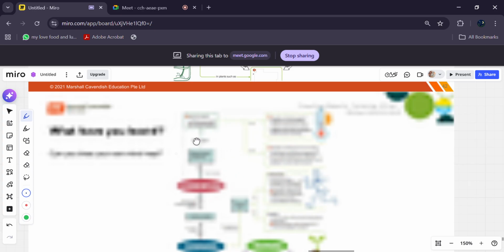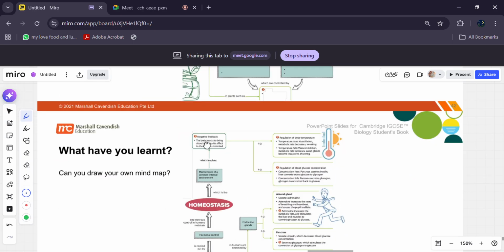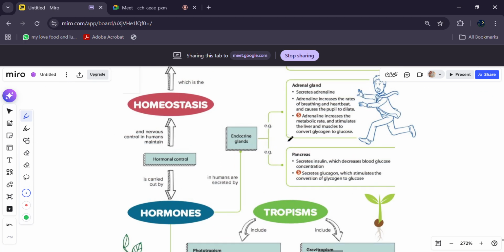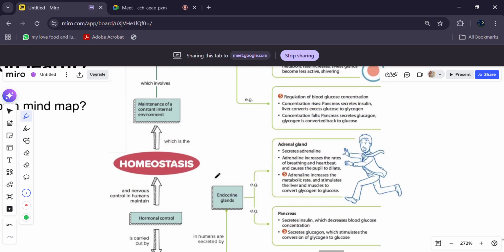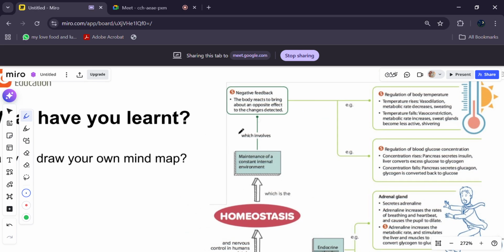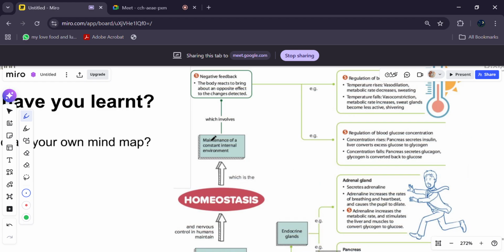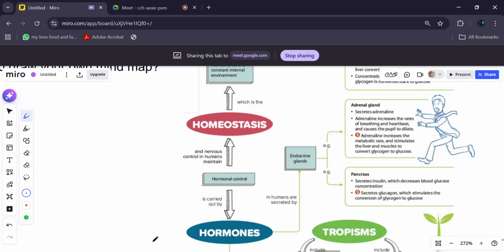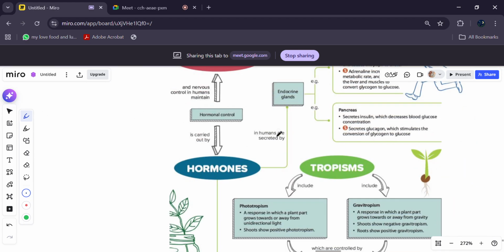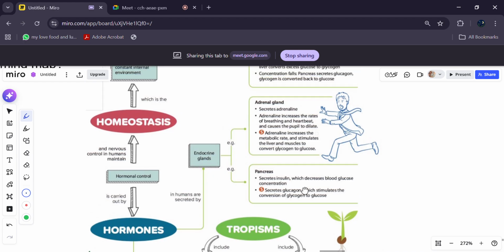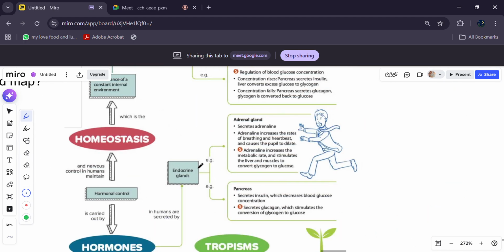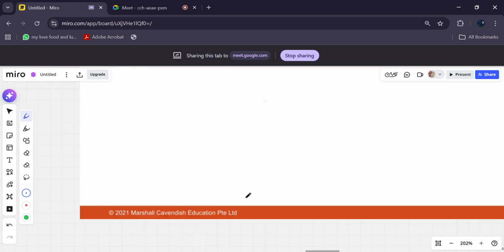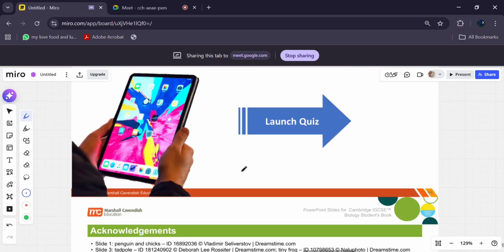Homeostasis, we've learned about hormones, homeostasis, and tropism in plants, such as phototropism and gravitropism. We've learned about how homeostasis maintains a constant internal environment in our body through negative feedback. And we've also learned about the hormonal control in our body and how the endocrine system carries out the types of hormones that help us react to the stimuli in our body. And with this, we've come to the end of chapter 15.